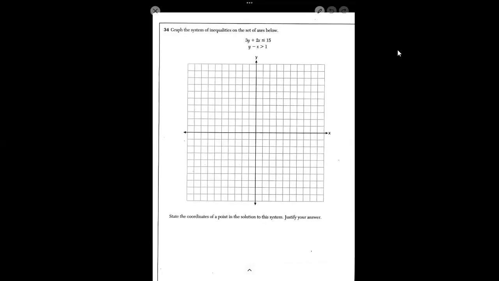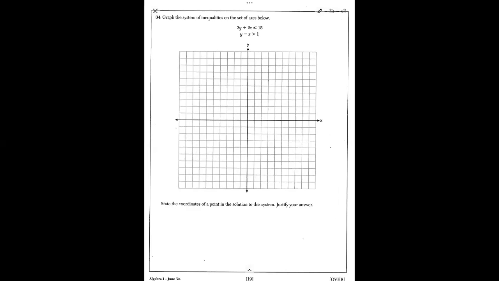This is question number 34 from the June 2024 Regents exam. It's a system of inequalities. They want us to graph it, and then they want us to answer this question down here. Once we graphed it, this question should be pretty simple to answer. But let's go ahead and try to do this.